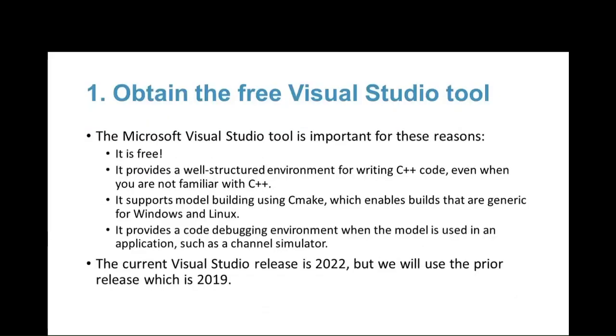So first, let's talk about the free Visual Studio tool. It's important for these reasons. It's free. It provides a well-structured environment for writing C++ code even when you're not familiar with C++. It supports model building using CMake, which enables builds that are generic for Windows and Linux. In general, you like to deliver IBIS-AMI models for both Windows and Linux. It provides a code debugging environment when the model is used in an application such as a channel simulator. So the current Visual Studio release is 2022, but we'll use the prior release, which is 2019.